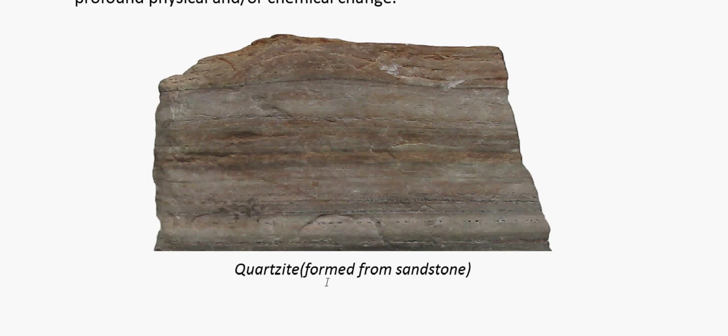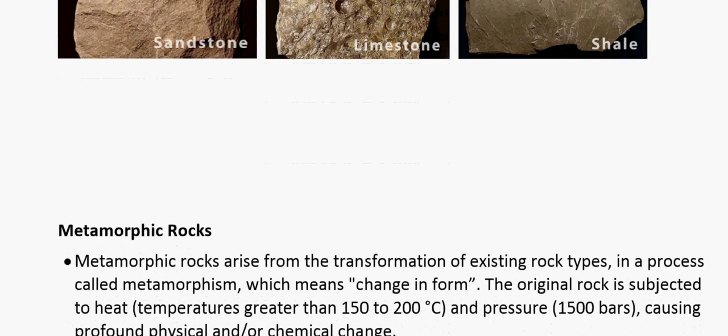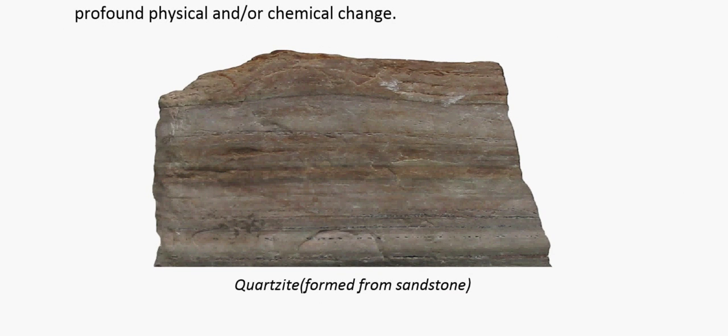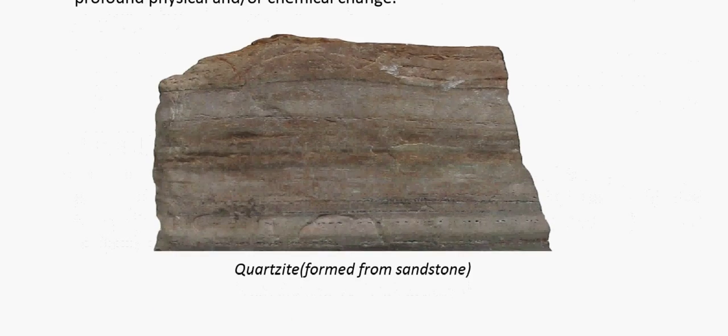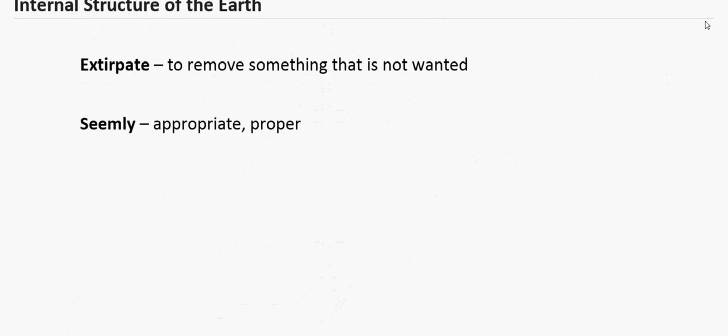For example, we have quartzite. Quartzite is a metamorphic rock which is formed from sandstone, and sandstone, as we have seen, is a sedimentary rock. So this sedimentary rock goes through physical and chemical changes because of the heat and pressure, and it forms quartzite. So quartzite is a metamorphic rock. Fine guys, this is all about the internal structure and the rocks on the earth.